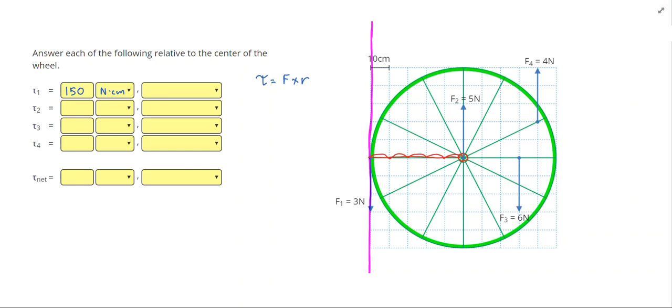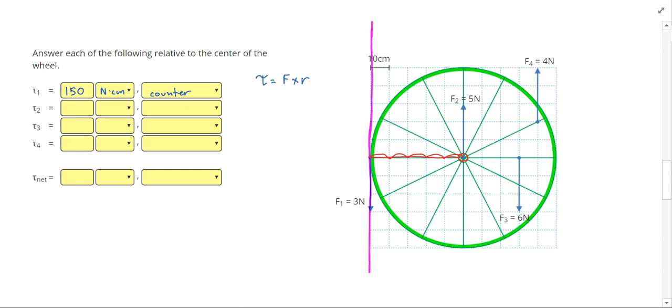This time, since we're pulling down on the left hand side, that's going to try to make this spin in this direction, and that is the counterclockwise direction. Let me erase that line so it doesn't throw us off.